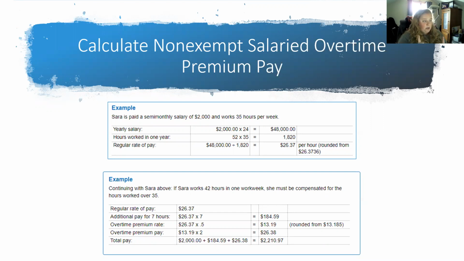Yes, that was a very big trick question. And yes, I had one on my CPP exam. So if you take note of that one, I would for sure.